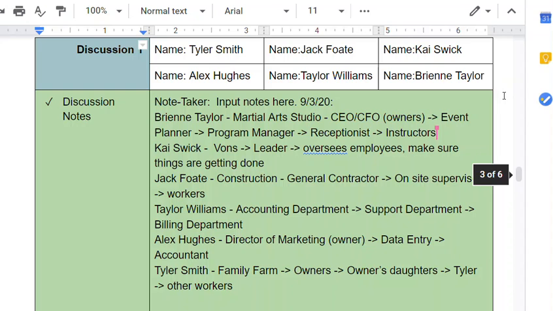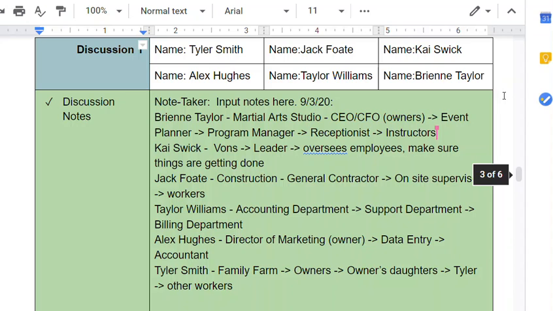I'm blanking on the term that you used before, but that flow chart. Organization chart. Yeah, organization chart. Thank you. She's probably the only one that has a legitimate one because there's a CEO, CFO, and then she's an event planner, and then the program manager, receptionist, and all the way down to the instructors.